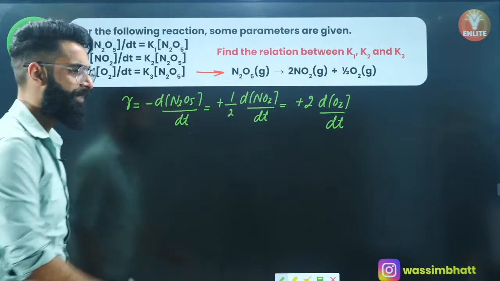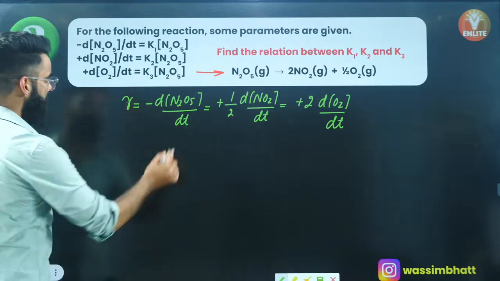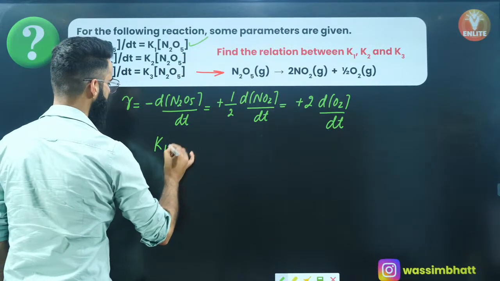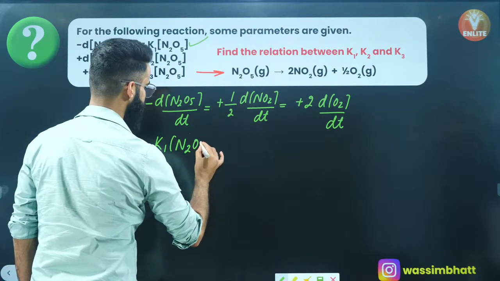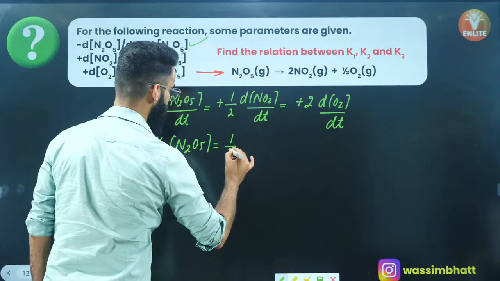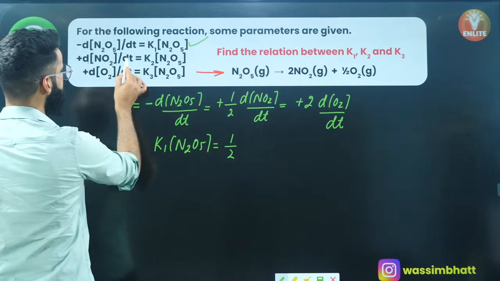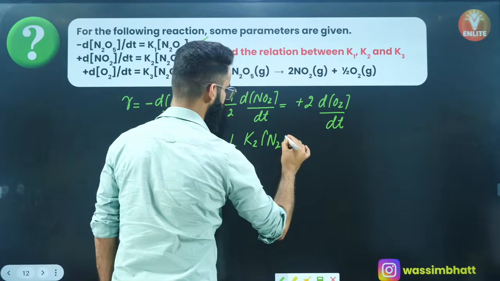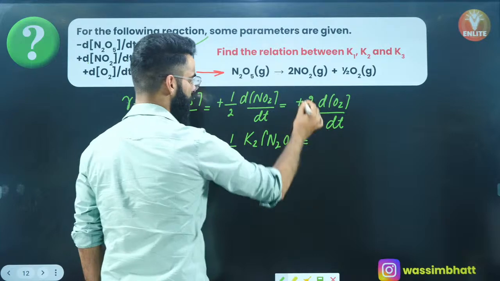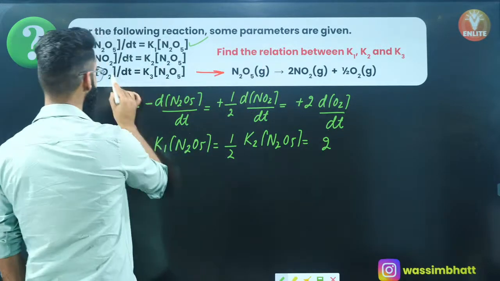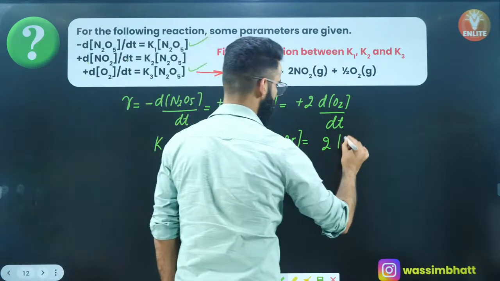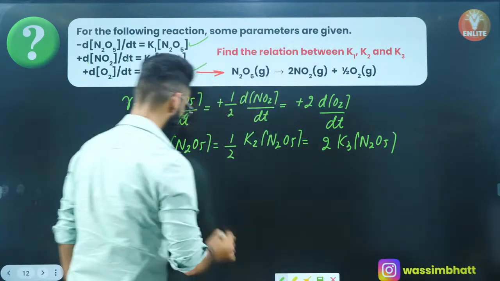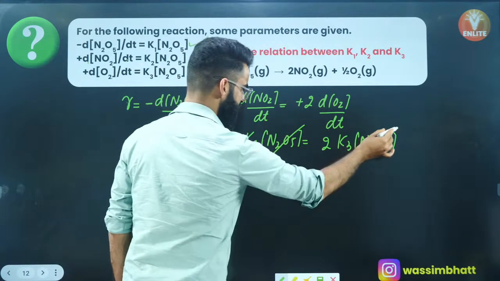Now see what all parameters are given to us. Minus d of N2O5 divided by dt is given to me as K1 multiplied by the concentration of N2O5, which is equal to plus 1 by 2 d of NO2 divided by dt, given to me as K2 multiplied by the concentration of N2O5, right? Similarly, I've got 2 over here, d of O2 divided by dt is given to me as K3 multiplied by the concentration of N2O5, right? Perfect. So this N2O5 concentration gets cancelled out.